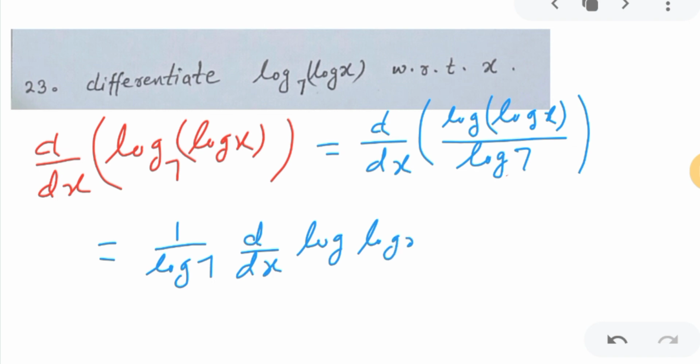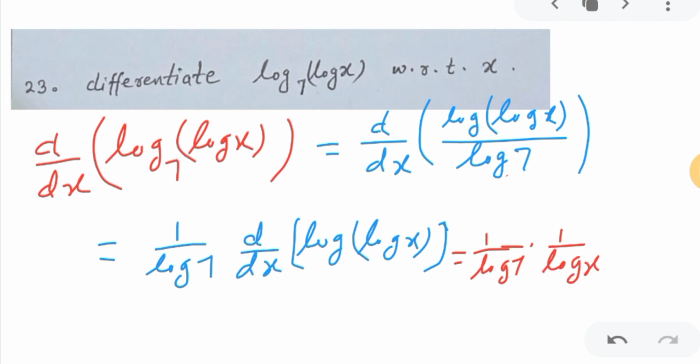Now we'll use the chain rule, correct? So if I use the chain rule, then the first function is log, treat this as x, correct? So the log x derivative is 1 upon x, correct? So 1 upon x, you will treat this as x, so 1 upon x. So the 1 upon log 7 I will write as it is, correct? And this log x will become 1 upon x, so 1 upon log x, correct? So the first function derivative is done.